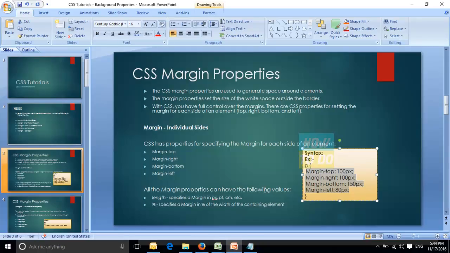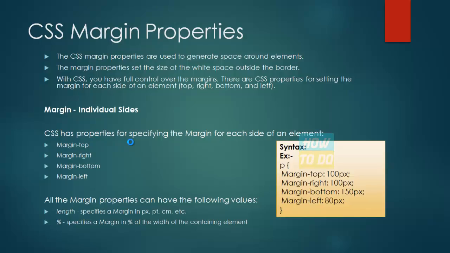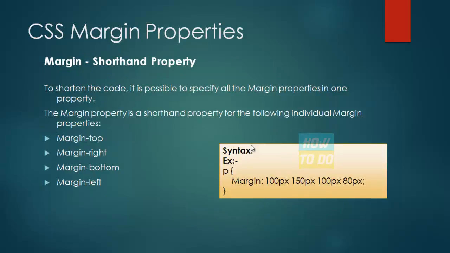So this is one of the CSS properties wherein we have understood the individual sides. In this way we will be able to give the margin to a CSS document by mentioning each and every individual side, which is top, right, bottom and left. Now let's understand the next property. The next property is the margin shorthand property.